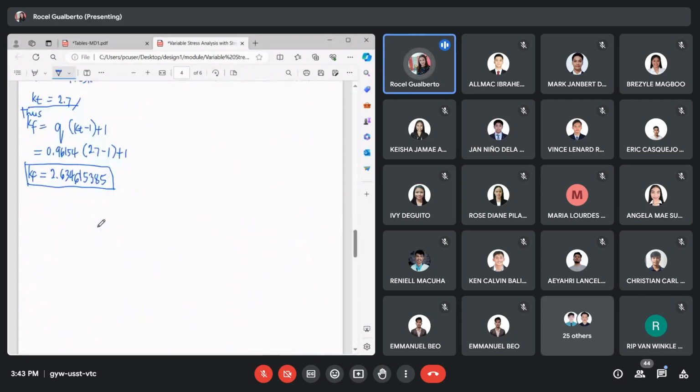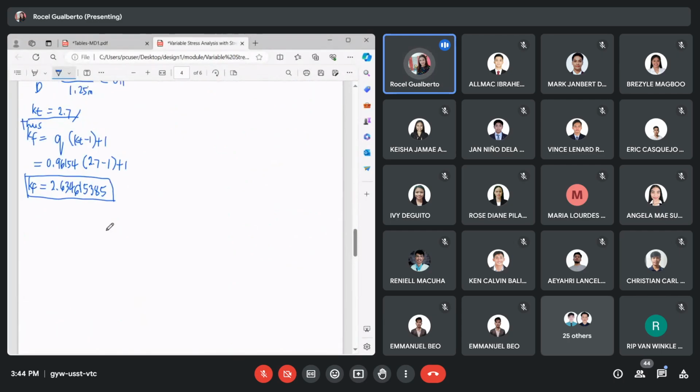May tatlo po tayong klase ng variable stress: one is repeated, two is reverse, three is fluctuating. Yun po ay may kanya-kanyang property, yan po yung dinisscuss natin dati. But this time, combination ng dalawa: repeated and reverse. Dapat isa-isa lang, repeated lang, reverse lang, or fluctuating lang. Pero ito, nagbarkadahan yung dalawa.